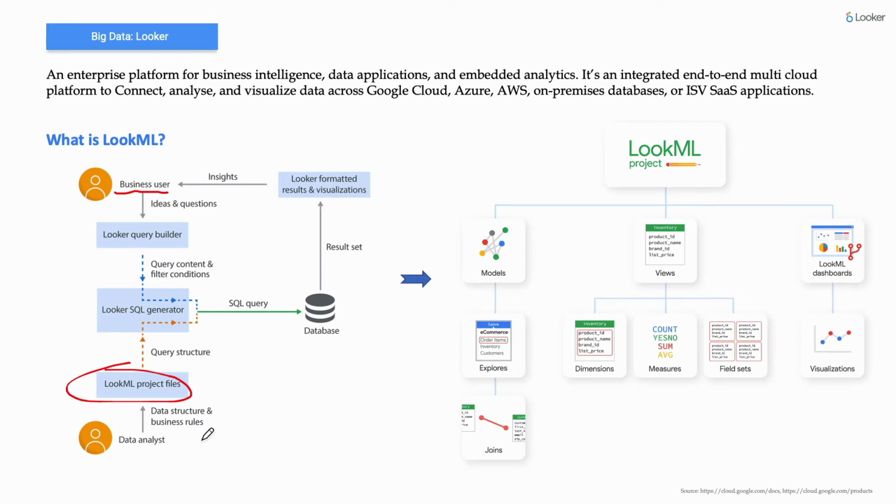How do you define LookML projects, which is basically a set of configuration files? Basically it has models, views, and dashboards. What is a model? A model contains information about which tables to use and how they should be joined together. Here you typically define the model, its explores and its joins.